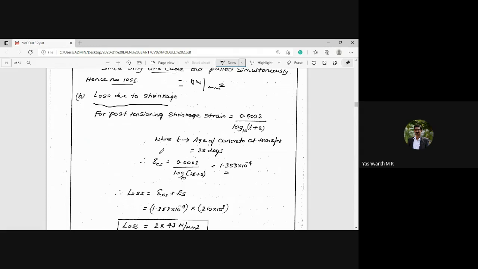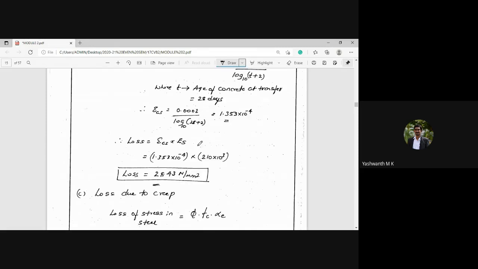Please be careful: when they do not give the shrinkage strain data, we need to go ahead with a formula, particularly in the case of post-tension. For pre-tension, as I stated, it will be 300 × 10^-6. But for post-tension, when the data is missing, we need to calculate like this, and this formula is in the IS 1343/1980 code. Is it clear? Next, substitute that, so 28.43 newton per millimeter square will be the answer.